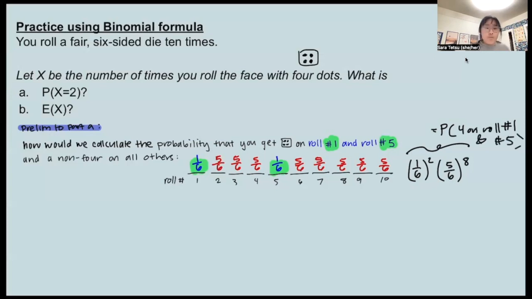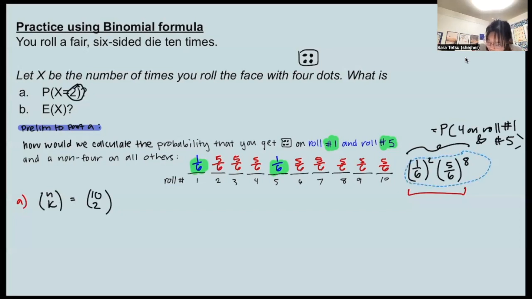Okay, so now moving on to part 1: the probability that you get 2 4s in any of the positions. So it could be on rolls 2 and 3, or 2 and 4, or 2 and 5, or 1 and 5, or 7 and 8. It could be any of the 2. We would only add one thing: we would add this thing, n choose k, which is 10 choose 2 in this situation. And all we would do is take this and multiply it by that. And that would be the probability of getting exactly 2 4s in general.